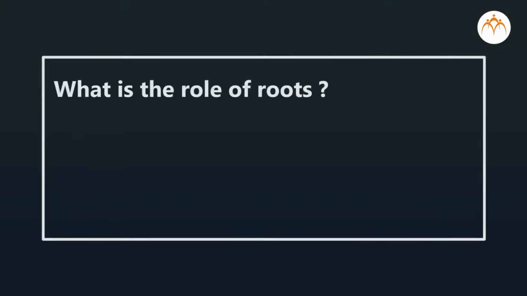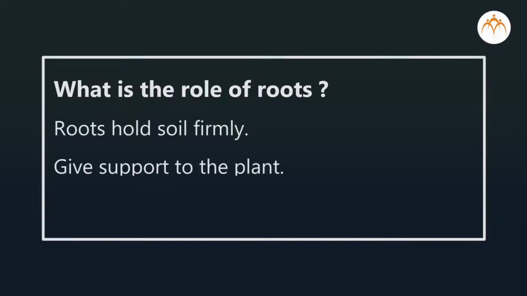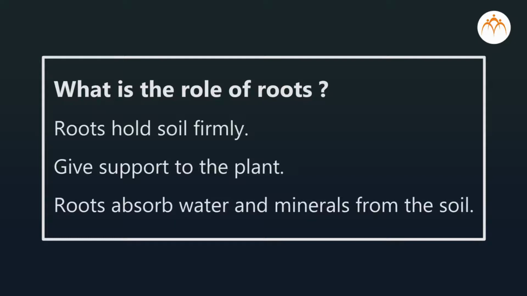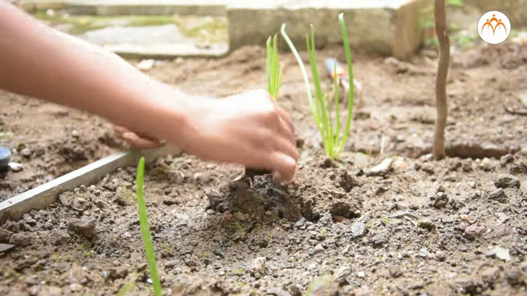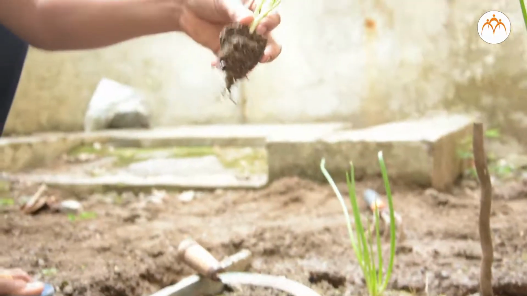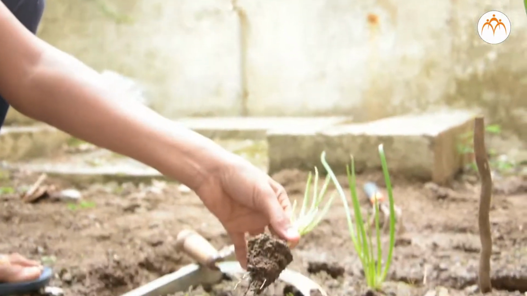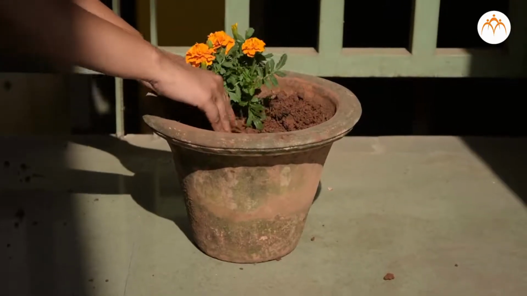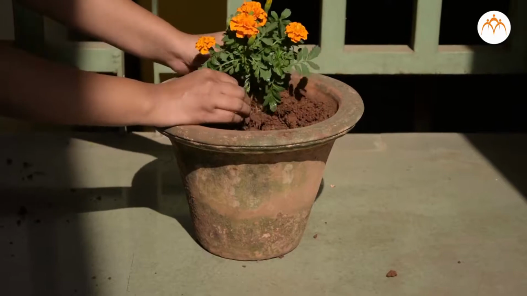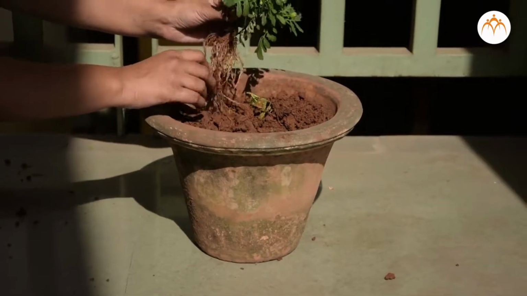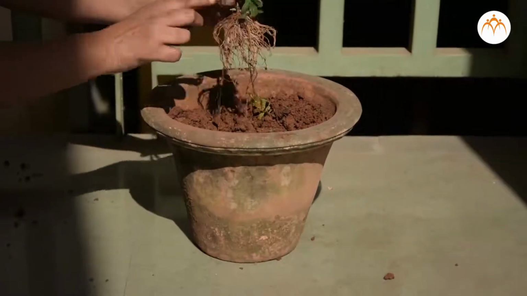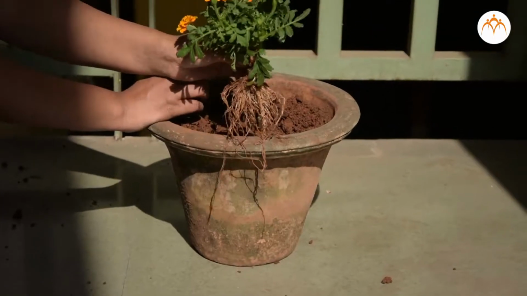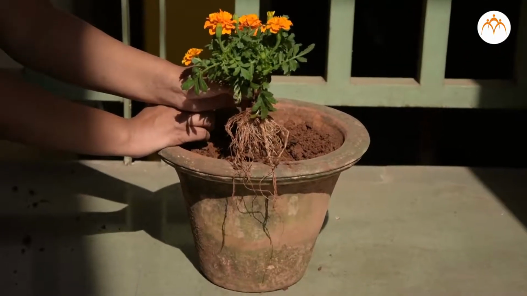What is the role of roots? Roots hold soil firmly, give support to the plant. Roots absorb water and minerals from the soil. Carefully uproot a small plant of grass or onion and a plant like vinca, tomato, brinjal, pea, etc. Take care that roots do not break while uprooting the plant. Wash the roots with water to remove soil particles attached to it. Now let us observe roots of vinca, tomato, brinjal, pea to understand their types.